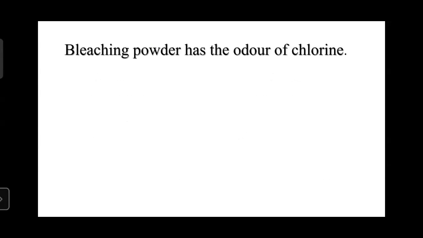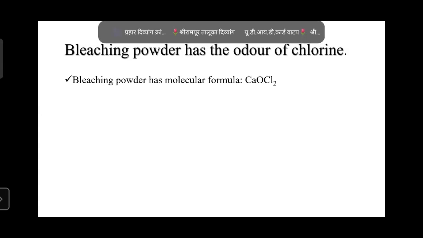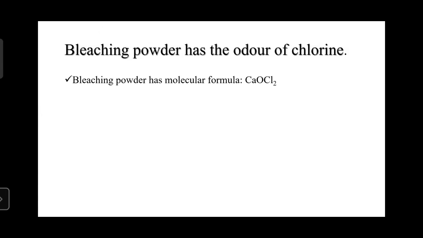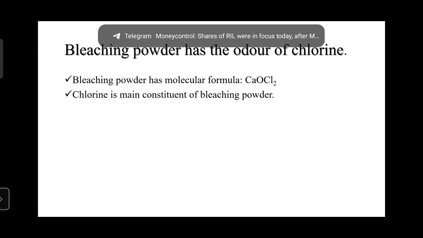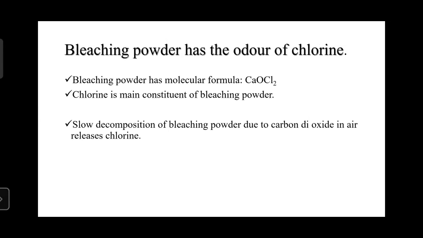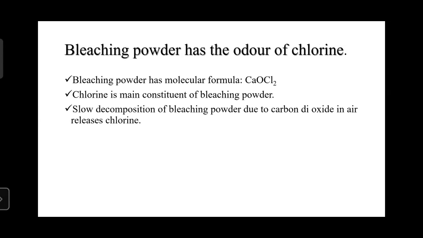Now, bleaching powder has odor of chlorine. That is give reason. Many times you have to understand first that it is a give reason question, and then you can write it as you can. Bleaching powder has the molecular formula CaOCl2. Chlorine is the main constituent of bleaching powder. Slow decomposition of bleaching powder due to carbon dioxide in air releases chlorine. Therefore, bleaching powder has odor of chlorine.